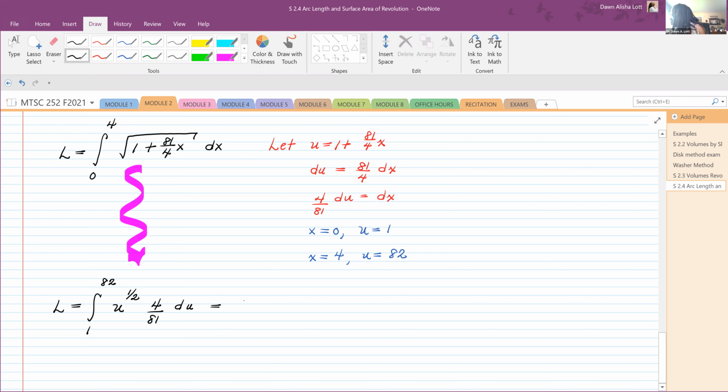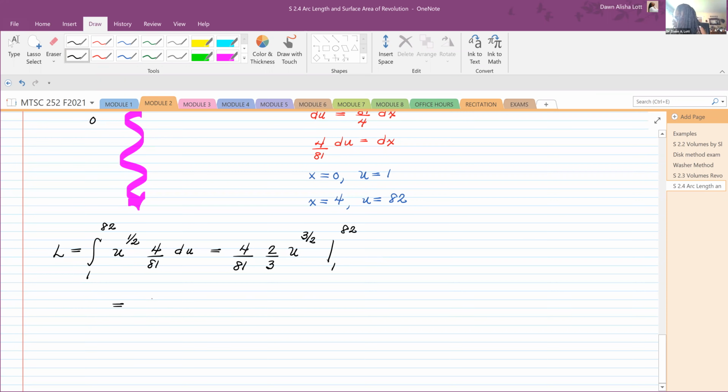So I can pull the 4 over 81 out. I'm going to integrate u, so I'm going to get u to the 3/2, multiplied by 2/3. And I'm going to evaluate this between 1 and 82. I get 8 over 243 and then 82 to the 3/2 power minus 1. And that's my answer.